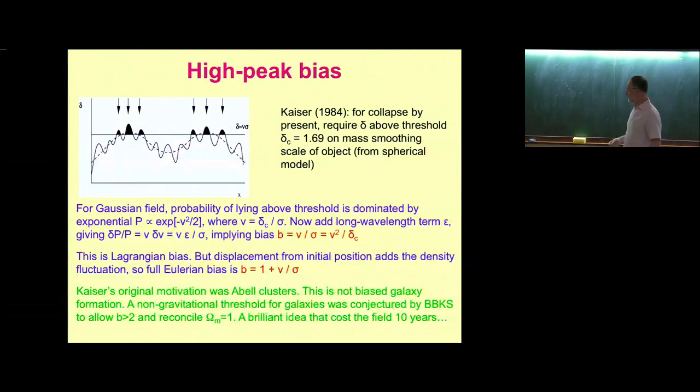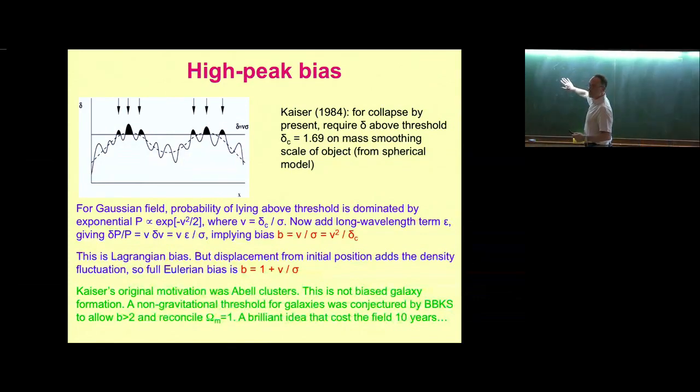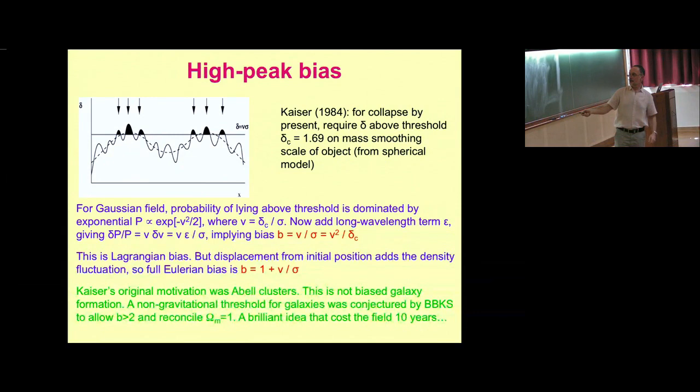It's the same argument I gave you when talking about the gravitational driving of bias according to Jim Fry. And all this does is add a constant to B. That is, if there was no Lagrangian bias at all, no Lagrangian clustering at all, if the original objects were uniformly distributed, the displacement field drives things to be clustered the same as the mass. So what you should do is add 1 to this Kaiser nu on sigma.